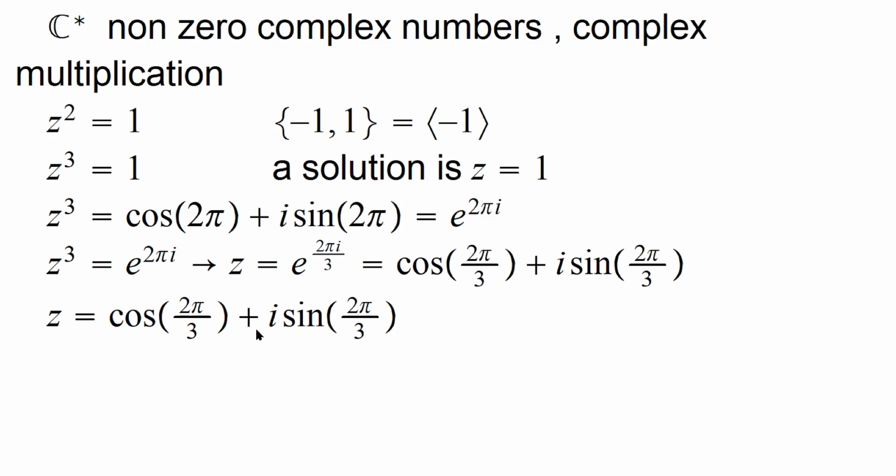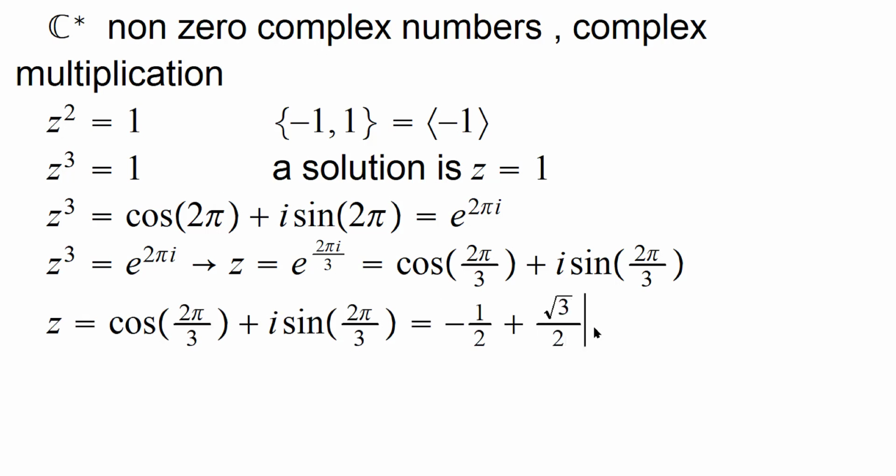And what will this be? This is 2 pi over 3, so this will be negative 1/2 plus i times sine 2 pi over 3, which would be the square root of 3 over 2. Remember your standard triangles in trigonometry, right? So this is again a cube root of 1. Okay, so that's what we got. This is a cube root of 1.